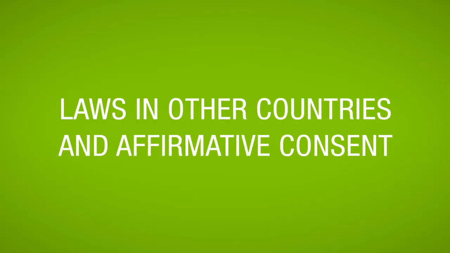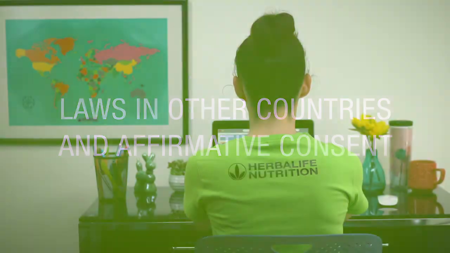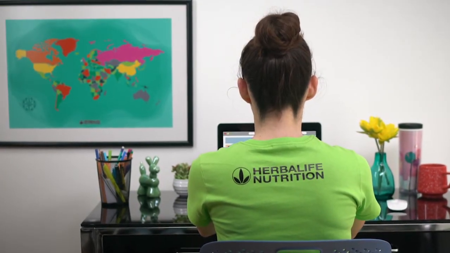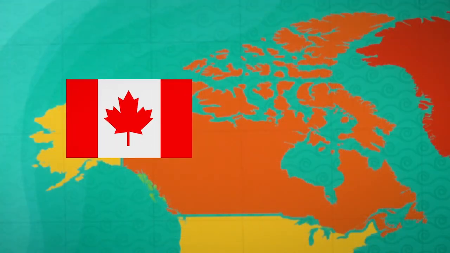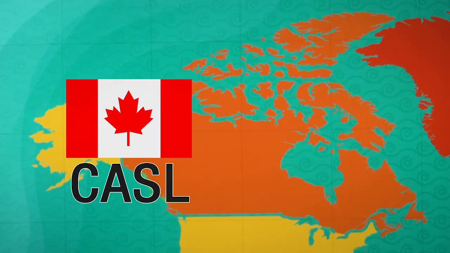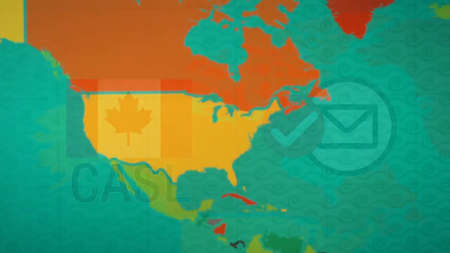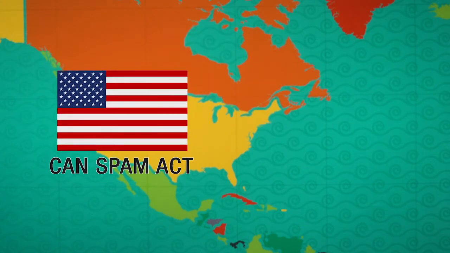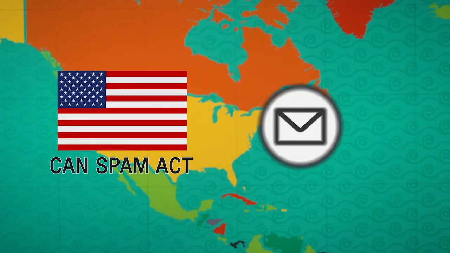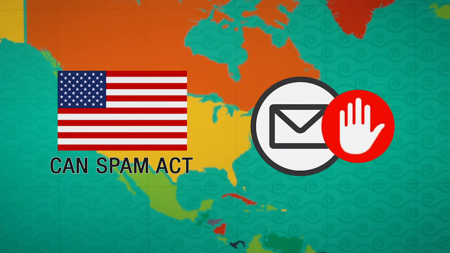Laws in other countries and affirmative consent. In some countries, you can't email someone unless you have their prior affirmative consent or opt-in. For example, under the Canadian Anti-Spam Law, or CASL for short, people must generally opt in before you can email them. CASL is thus more restrictive than CAN-SPAM, which allows you to send commercial messages until people opt out.